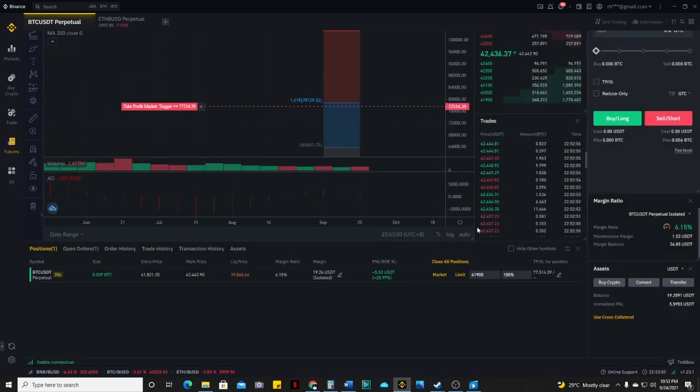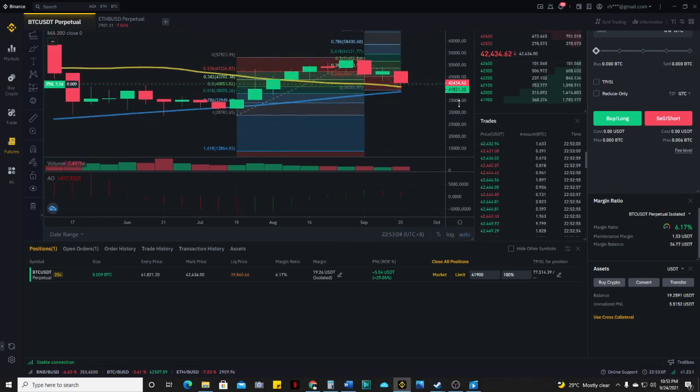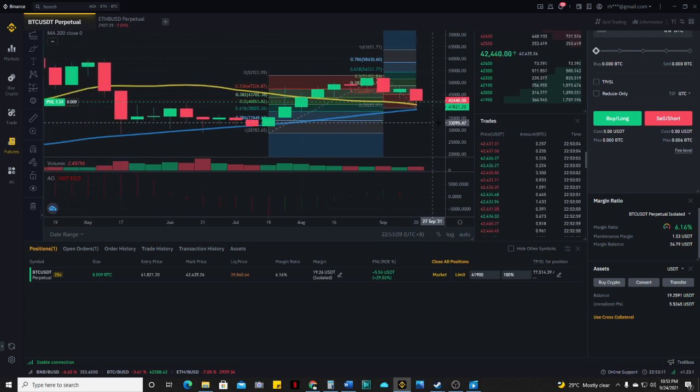So, that's it. That's how you use the Fibonacci skill. So I'm showing it to you and I'm teaching you also so that you can make money also in the market.